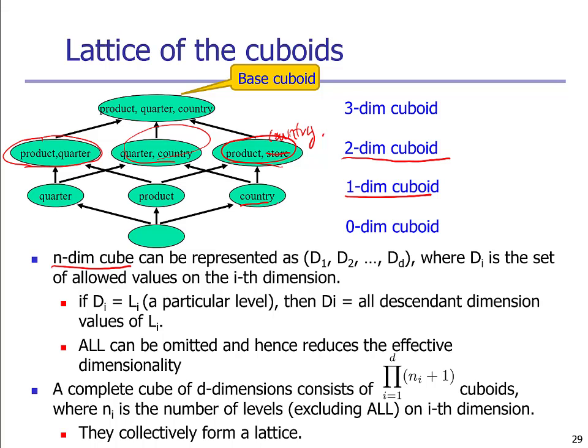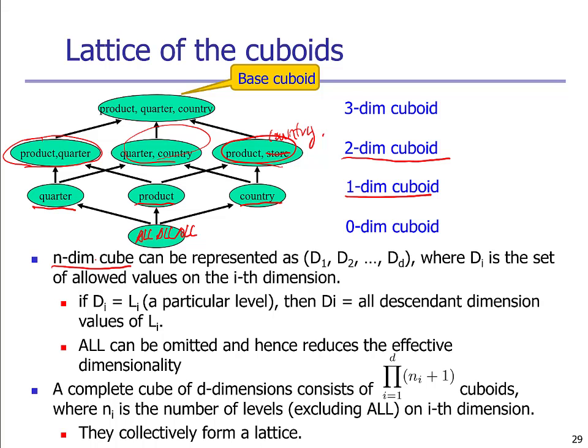Similarly, for a one-dimensional cuboid, you only have the freedom to choose the value on 1 dimension. For example, here you can choose different countries, here you choose different products, and here you choose different quarters. But the other 2 dimensions are aggregated to all. Therefore, for the 0-dimensional cuboid, apparently it's all and all and all. So you have no freedom to choose any values on any dimensions.